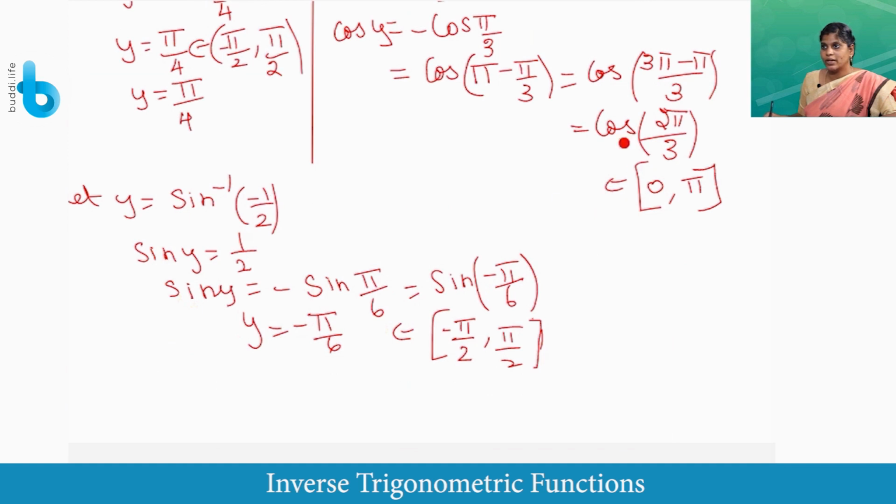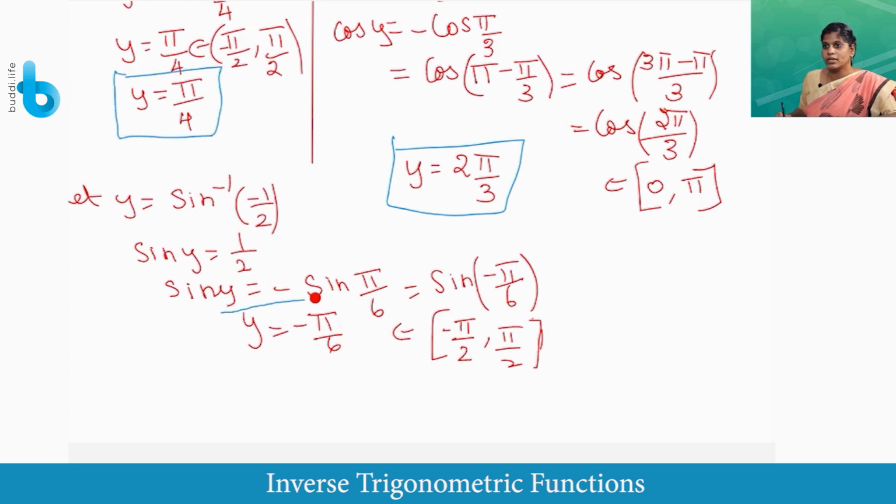Okay. What are the values? Here we didn't write the value at all. We will write y equal to 2 pi by 3. So what are the values you have to add now? 2 pi by 3, pi by 4 and minus pi by 6. Now just sum everything together.